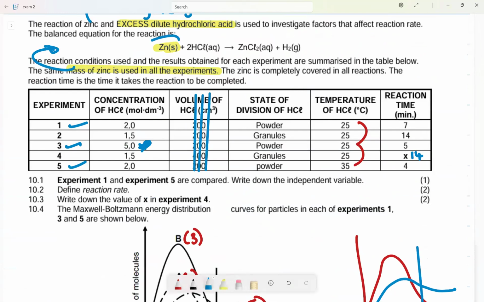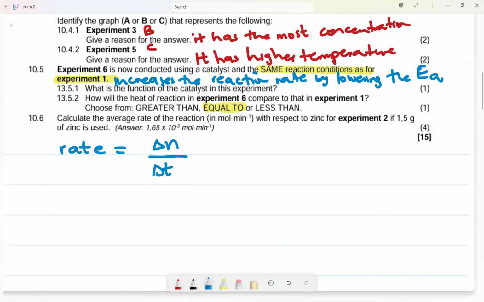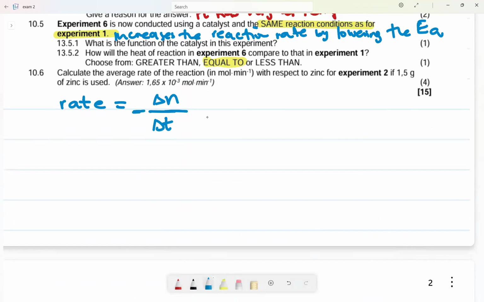So if zinc is a reactant, can you see it's going to be negative? The answer that you're going to get is negative. Why? Because now zinc is being used up. So if zinc is being used up, it will be better if you use a negative there. Why? Because we want the rate of, remember the rate is always positive, okay? It tells you per unit time. But since we want the rate of the reactant, we will put a negative.